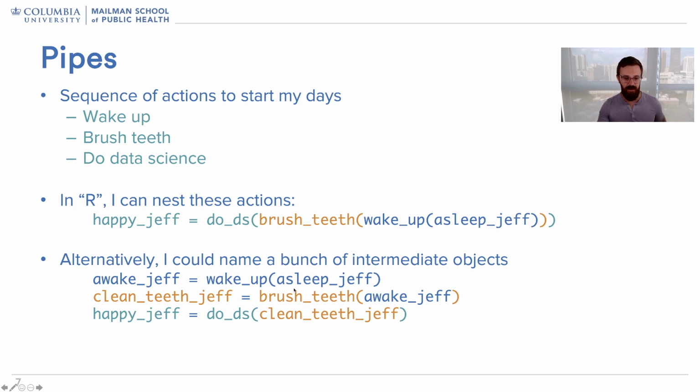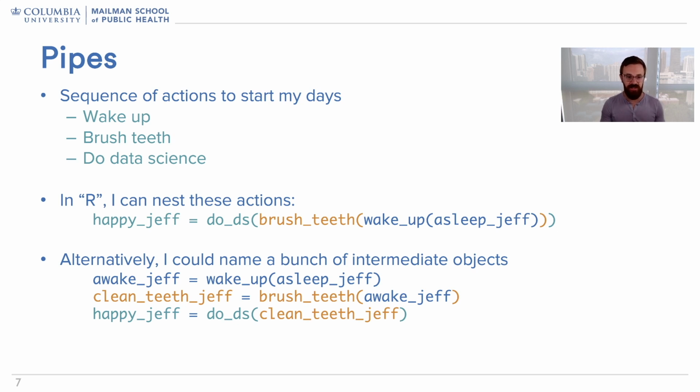Here, it's a little bit clearer in that I've got a sequence of operations, and that's helpful. I can see each step of the process, but now I've got a whole bunch of intermediate objects floating around. I've got an extra awake version of me and an extra cleaned teeth version of me just floating around. And later on in my code, I might accidentally use one of those versions instead of the version that I actually wanted to use. It just gets difficult when I have a bunch of intermediate objects floating around.